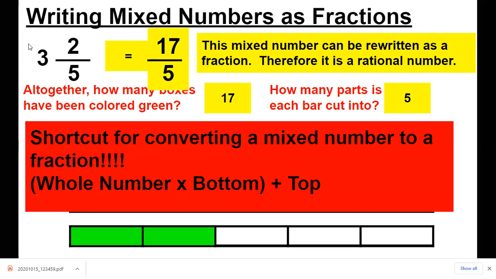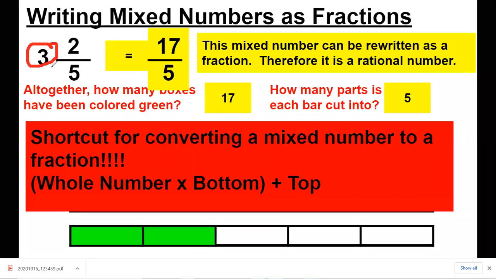Here's a shortcut for converting a mixed number to a fraction, because I guess you're not going to want to draw all those pizza bars every time you want to convert a mixed number to a fraction. So the shortcut is the whole number, this 3, times the bottom 5 plus the top 2. And then you put it over a 5. So 5 stays a 5, stays the bottom number.